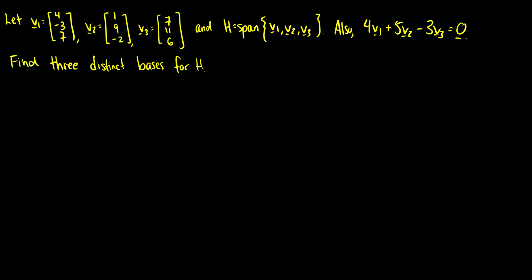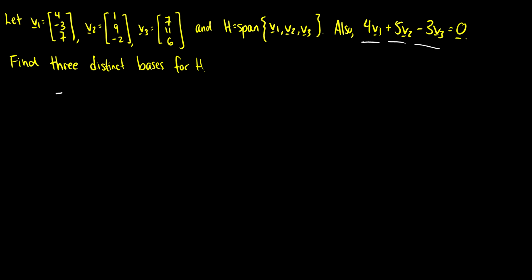So we have v1, v2, and v3. These are three vectors, and we have h as the span of these. And we know that if we take 4v1, add 5v2, and subtract 3v3, we're going to get the zero vector. I'm asking you to find three distinct bases for h.